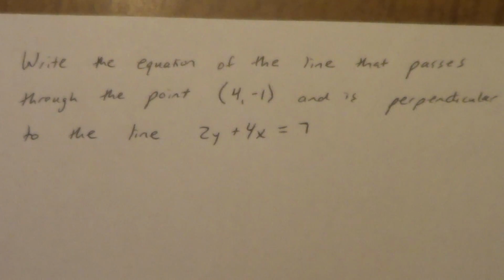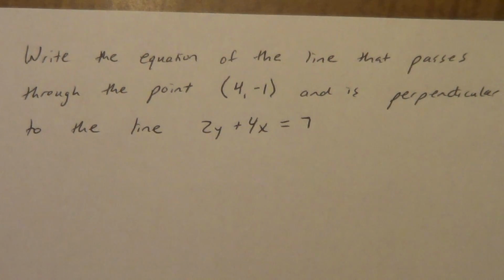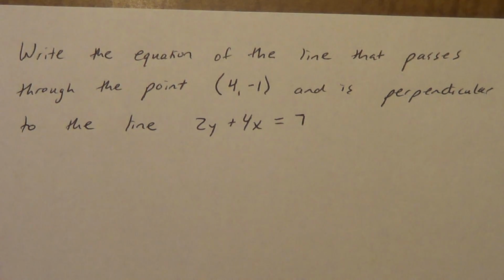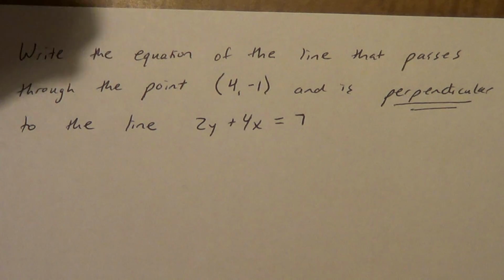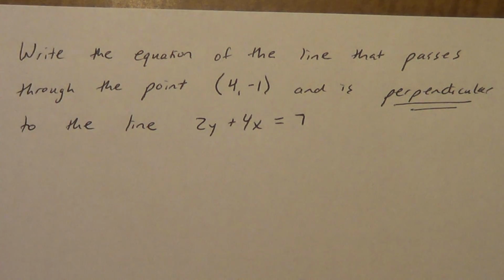Write the equation of the line that passes through the point (4, -1) and is perpendicular to the line 2y plus 4x equals 7. Okay? Now copy that down. Remember, I'm not going to wait very long, so you need to pause it and get it all copied down, then we're going to move on. All right?